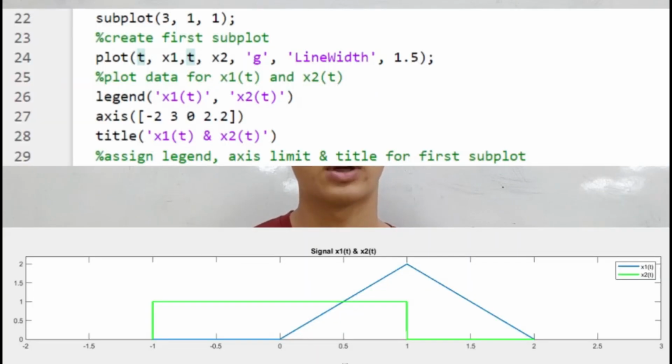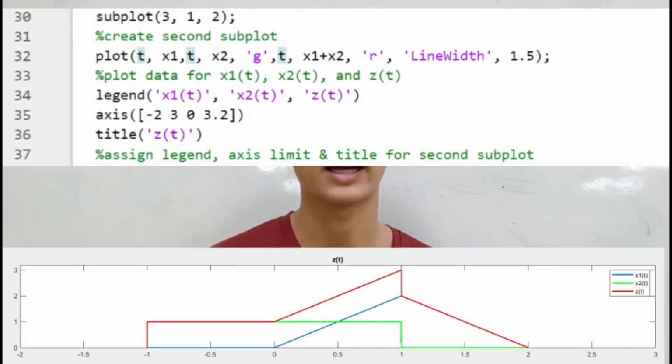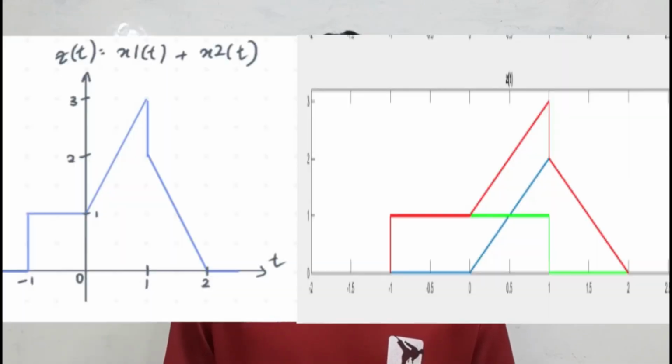So the first subplot is x1(t) and x2(t), followed by the legend, axis and title of the graph. And in subplot 2, we plot x1(t), x2(t) and x1(t) plus x2(t), which is z(t). And by comparing it with the graph that we drew, it can be said that our manual calculations are correct.